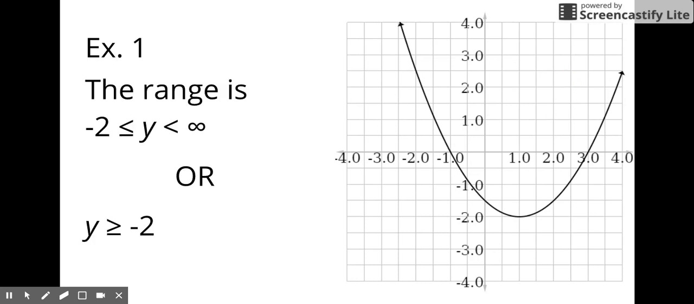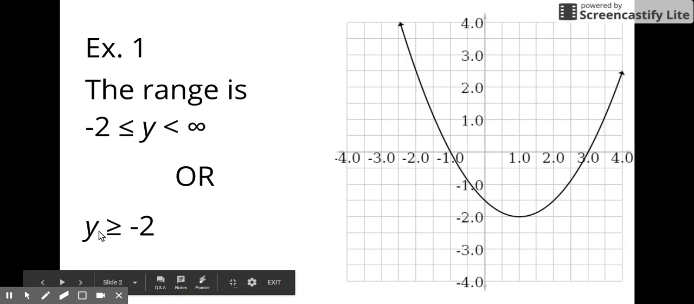Make sure you include the -2 with the less than or equal symbol. And you can either write it including the infinity right here. And by including, I just mean by writing it down. Or you can choose to not write the infinity because it's understood. If y is greater than or equal to -2, that means that it's going to be approaching infinity as well.